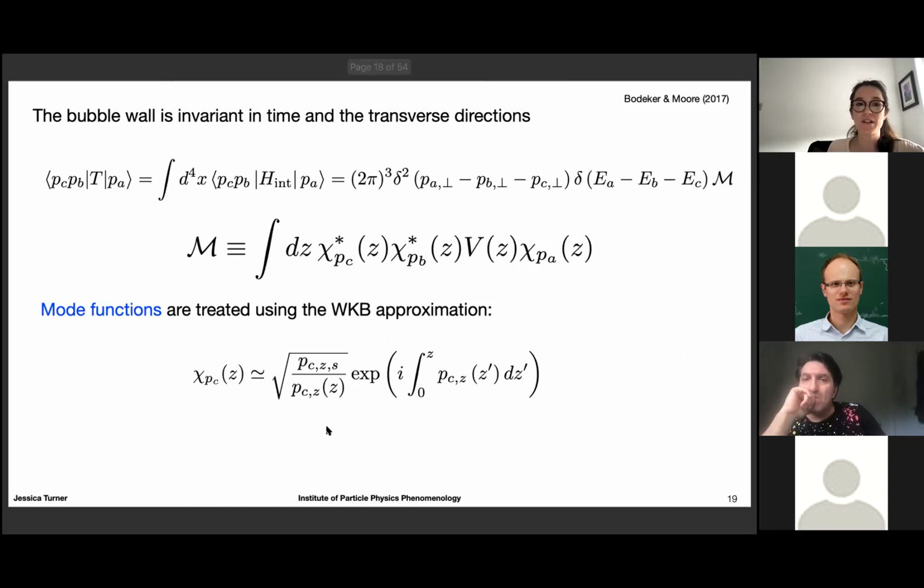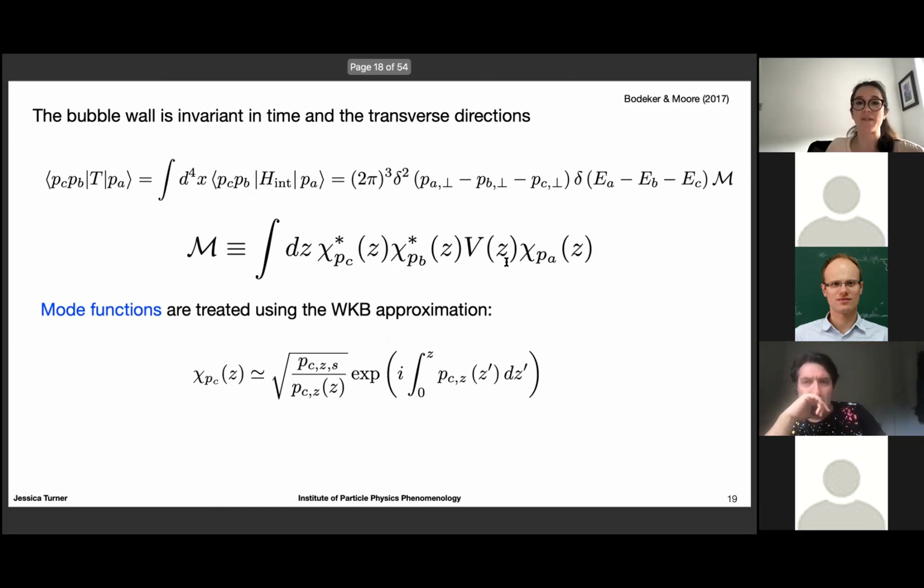So how do Bödeker and Moore calculate their matrix element? Well, they calculate in the following way. They consider particle A transitioning to particles B and C, and they have some interaction Hamiltonian. And the matrix element is given by an integral over the z direction of mode functions for particles A, B, and C times a vertex function.